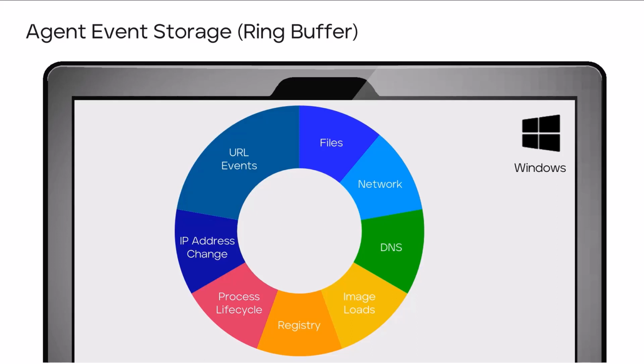Now, on the Mac endpoint, it will record all of the same things except for the registry, because Apple computers just don't have a registry, and it will not capture URL events. And then for Linux, it will only record the network events and process lifecycle events. However, I want to reiterate, these are live. These are coming from the real-time detection engine, meaning that we'll still be able to grab all the other system processes, files, or network connections from the actual disk itself.